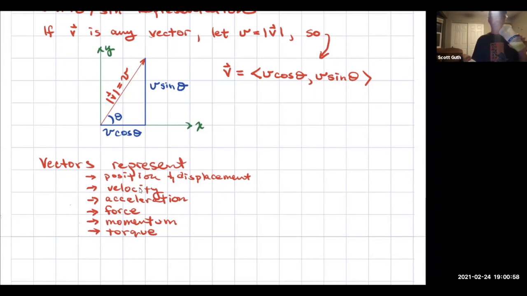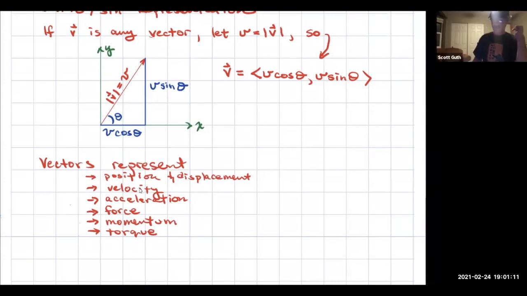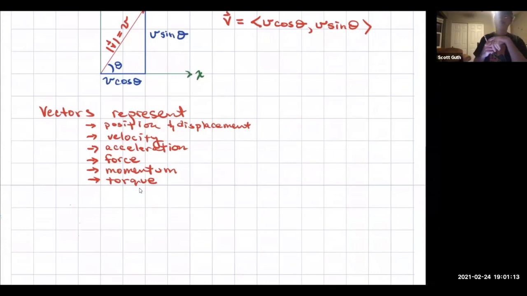These are the ones I routinely use in this class, and you'll see us computing all of these as we go. But I'm not thinking of any others right now. Field vectors, so you can have electric fields and magnetic fields. Is impulse a vector? Impulse is sort of a force. Am I wrong, Wesley? Isn't impulse like an instantaneous force?